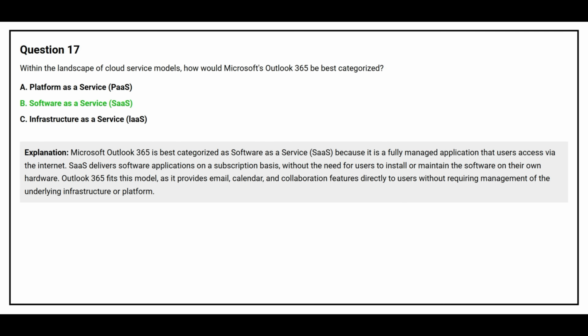Microsoft Outlook 365 is best categorized as Software as a Service because it is a fully managed application that users access via the internet. Software as a Service delivers software applications on a subscription basis without the need for users to install or maintain the software on their own hardware. Outlook 365 fits this model as it provides email, calendar, and collaboration features directly to users without requiring management of the underlying infrastructure or platform.